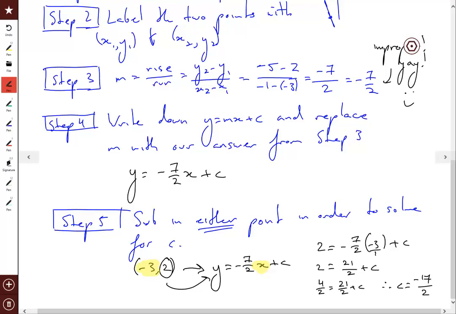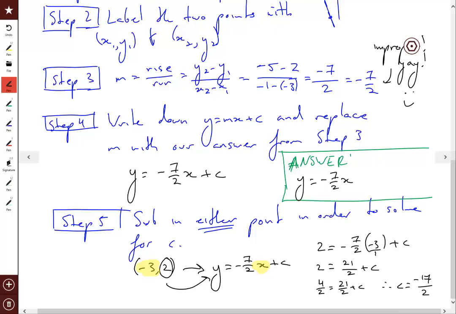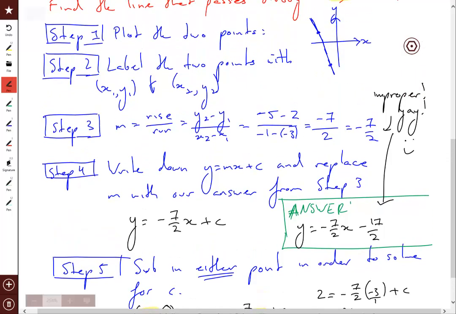Okay, and so if we go through all that and we get to this stage, we would have gotten everything right, but we would lose a mark. And the reason we would lose a mark is because we haven't quite given the answer in the final form. So I'm just going to do a box here because I'm running out of room. And so my equation for the line is going to be y equals negative 7 on 2x minus 17 on 2. Again, improper is good.